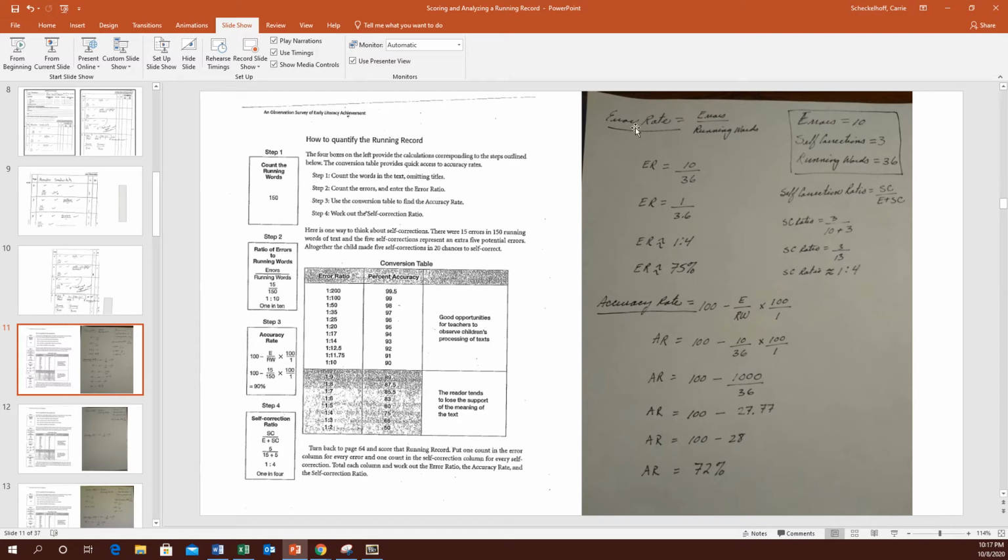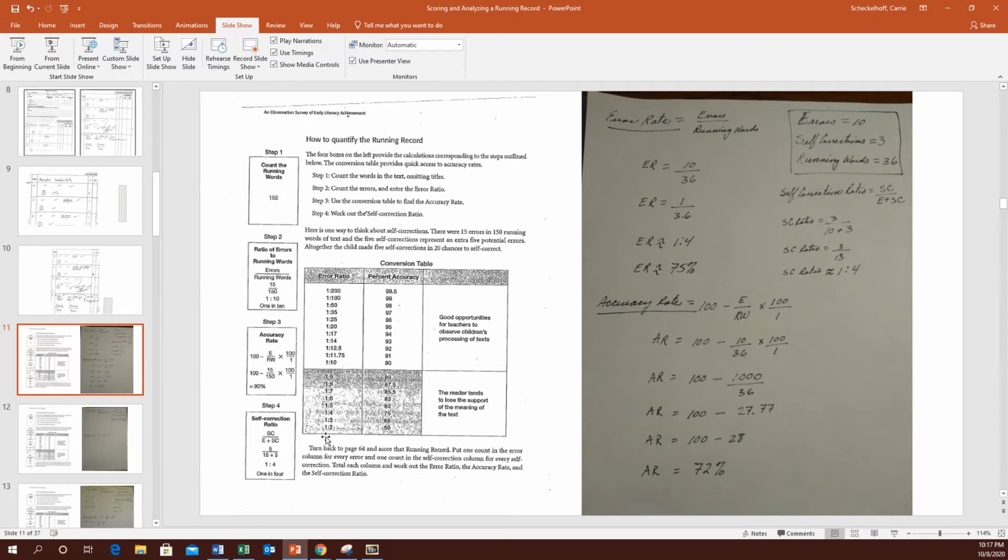And so the first way we can calculate percentage accuracy is to go after it as an error rate. This is a nice and quick way of doing the calculation. So I'm using this calculation right here, which says that the error rate is errors over running words, taking this right out of the text here. And so the errors are 10 over running words are 36. I'm going to reduce that by saying 10 goes into 10 once. 10 goes into 36 about 3.6 times. And so the error rate is, I'm going to round that up to 4. The error rate is about 1 to 4.